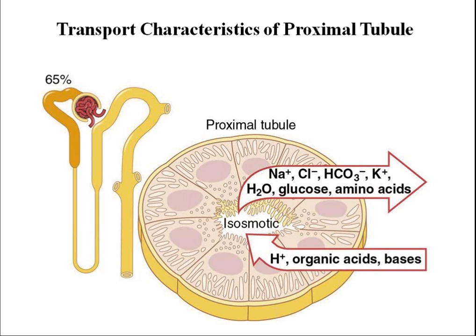The substances which are reabsorbed in the PCT are all these ions mentioned here. Of course, water will follow, along with glucose and amino acids. The mechanisms which we have already discussed, active transport, secondary active transport, passive diffusion and osmosis, will all be applied here in the PCT, and they will all cause the movement of these ions. This arrow is indicating reabsorption of these substances, from the lumen towards the interstitial tissue. These are the reabsorption of substances taking place in the PCT. On the other hand, hydrogen ion and certain organic acids and bases get secreted in the PCT.